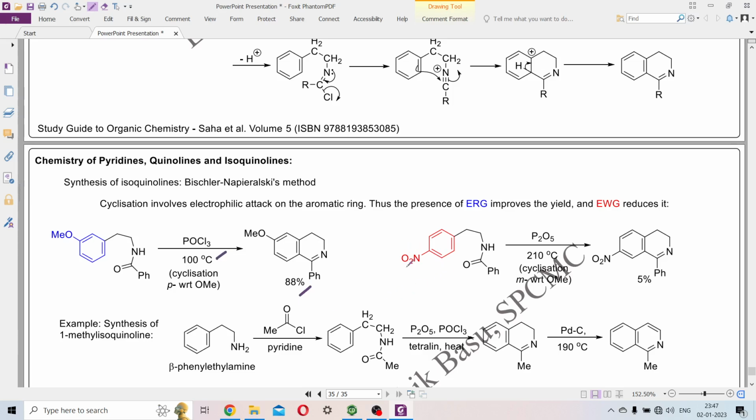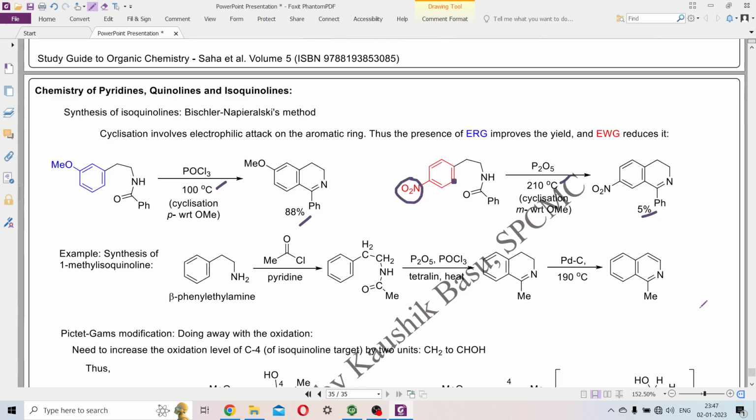On the other hand, if you have the presence of electron withdrawing groups, despite this being a meta position, this is an electron withdrawing group, therefore the reaction is very difficult to control or carry out. So it's 210 degrees centigrade with only 5% yield. So the synthesis of 1-methyl isoquinoline is established here.